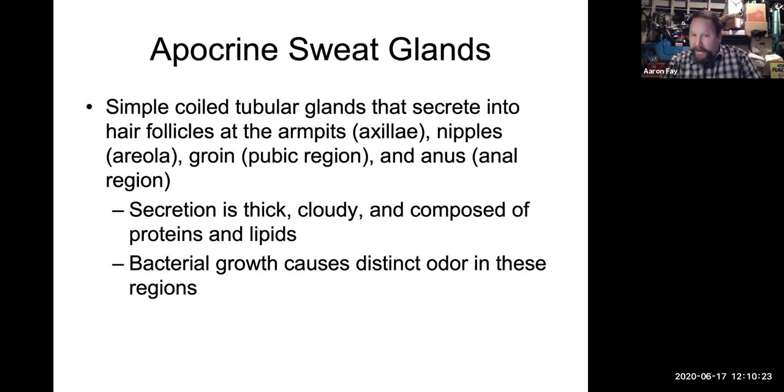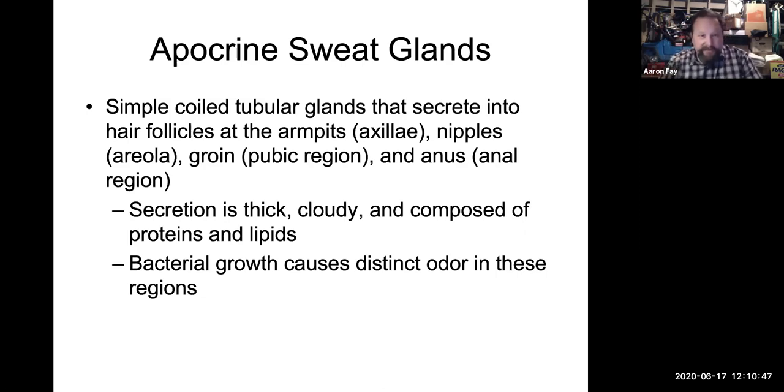in the groin area and around the anus. So most of these, just to help you remember, you find apocrine sweat glands mostly in the stinky parts of your body. Now, granted, the areola is not stinky, but just to kind of help you remember that apocrine sweat glands are found in very specific regions of the body: armpits, groin, anus, and areola.